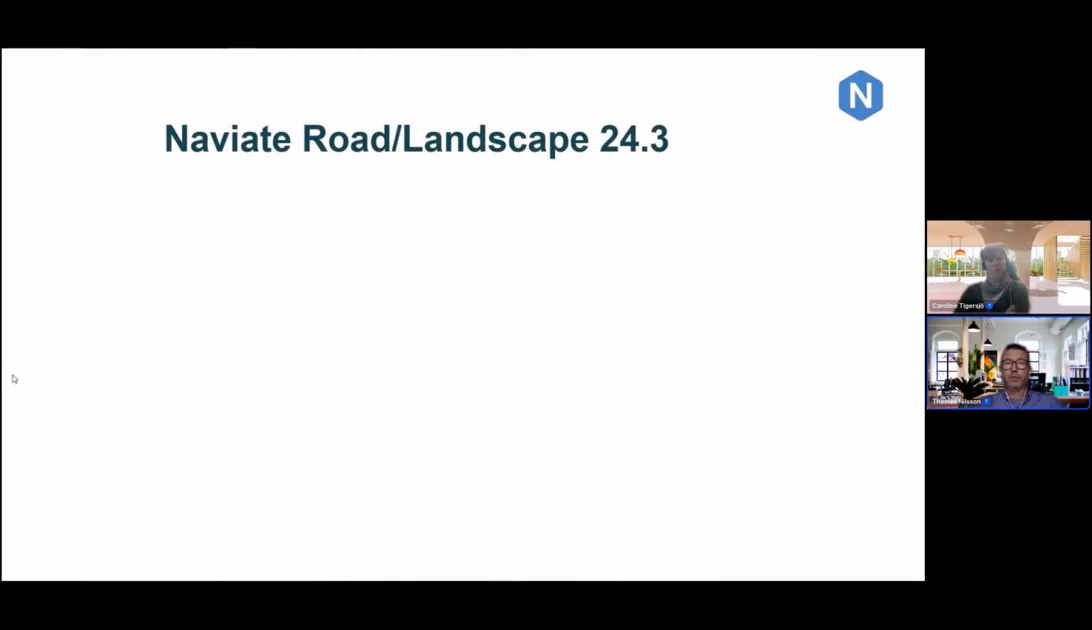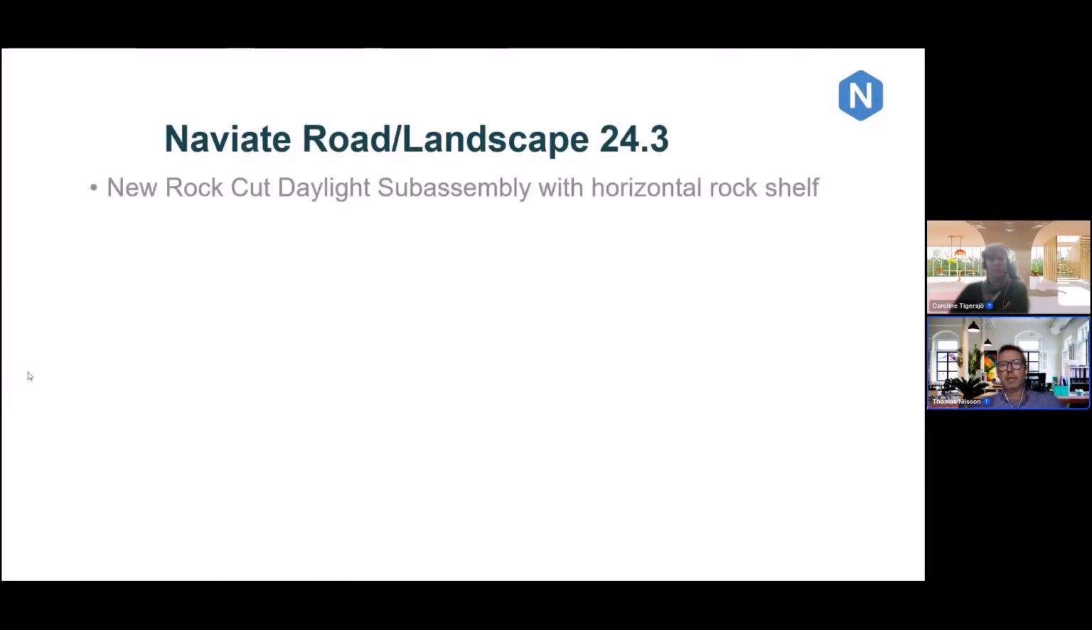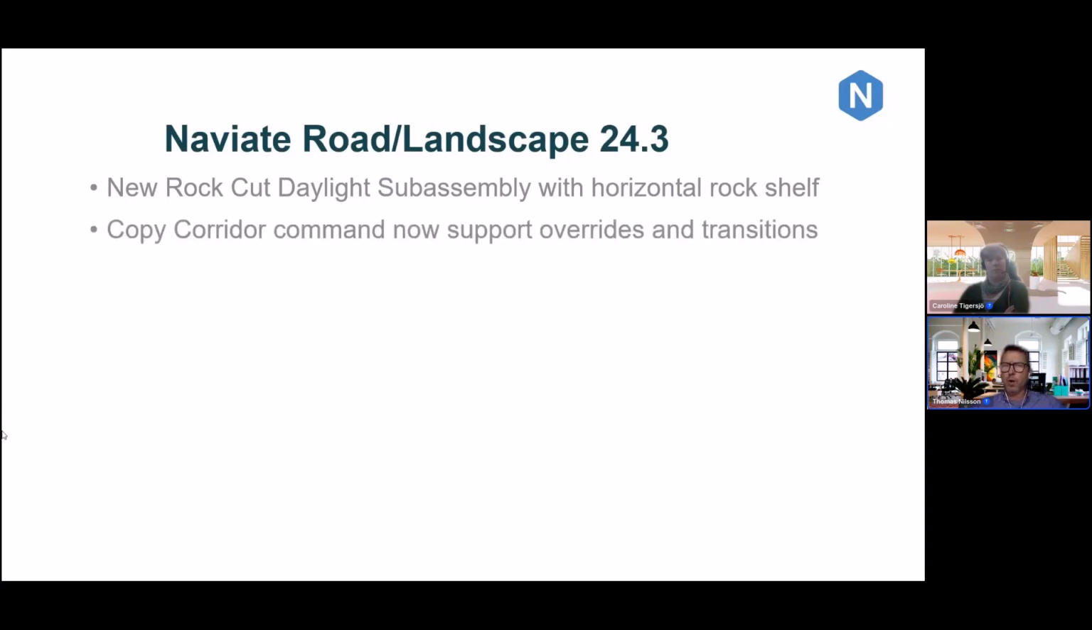I'm going to show the two first steps, general and road and landscape. In road, we have a new rock cut daylight subassembly that has a horizontal rock shelf, the copy corridor command that I hope you saw in the previous release, where we can copy, we can join, we can split and merge corridors in the same drawing. We now added support for overrides and transitions.